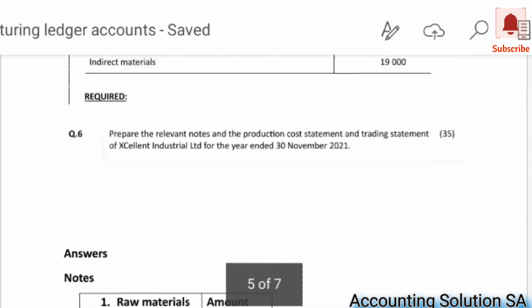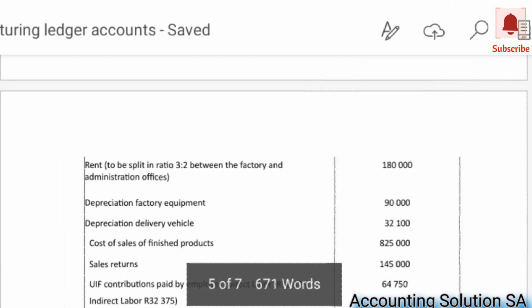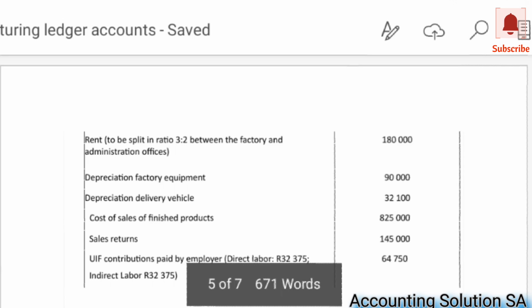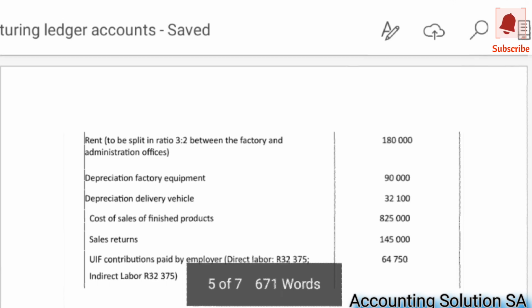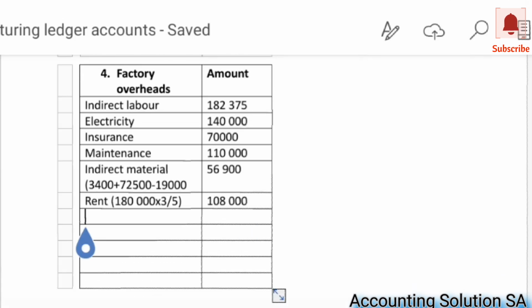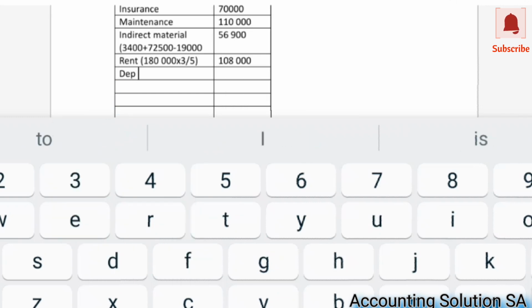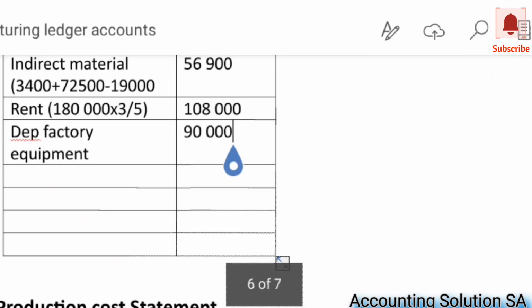Then the next transaction, they said depreciation on factory equipment is 90,000. And they say depreciation on delivery vehicle is 32,100. So for delivery, guys, it doesn't form part of the factory. Depreciation for factory equipment 90,000, we're going to record it. Depreciation for factory equipment is 90,000.